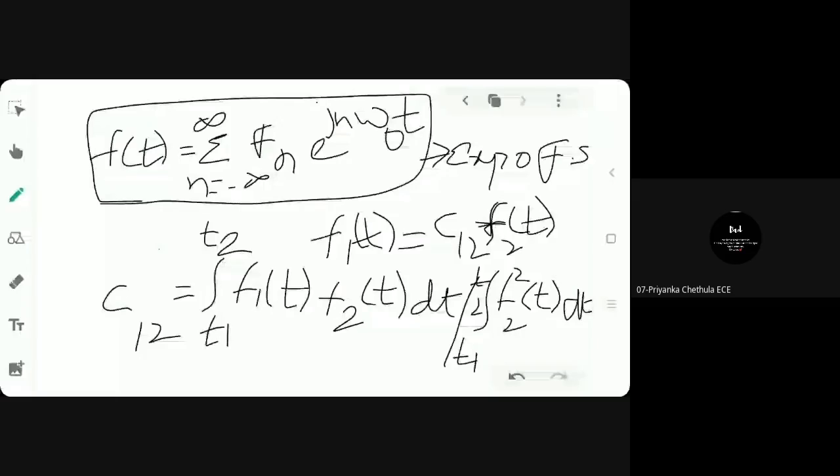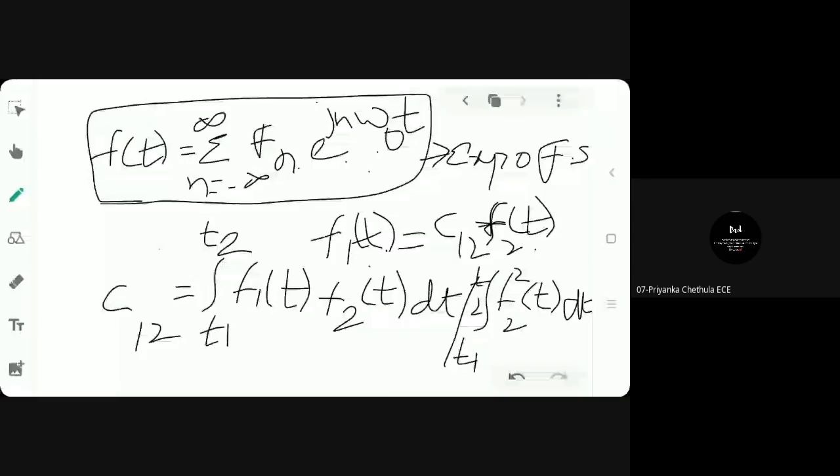In the same manner, can you now tell me what I can write in place of Fn equal to? Left hand side, what is there? In place of F1 of t, f of t is there. In place of F2 of t, what is there? e power jn omega naught t is there.